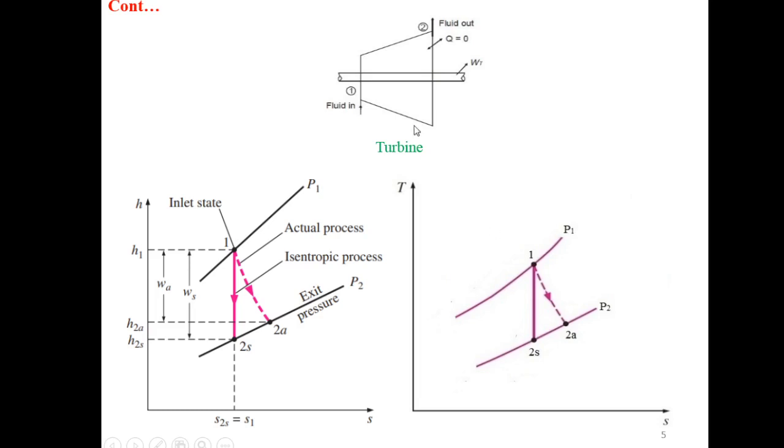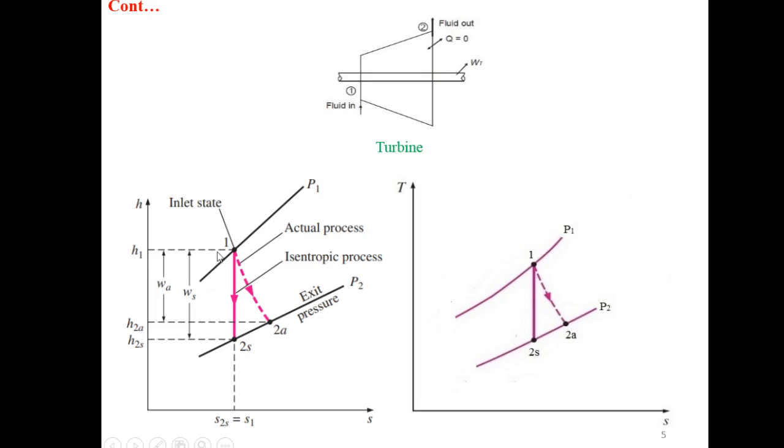You can see this is the diagram of a turbine, fluid in, fluid out, and if we consider this as an isentropic process, then there will be no heat interaction. So this is the h-s diagram, that is the Mollier diagram, for the turbine. If these are the pressure lines, then if our process is isentropic, it will be a vertical line 1 to 2s. If our process is actual, then it will be a curved line 1 to 2a. So at point 1, the entry point, we have enthalpy h1, the ideal point at exit has enthalpy h2s, and the actual point at exit has enthalpy h2a.